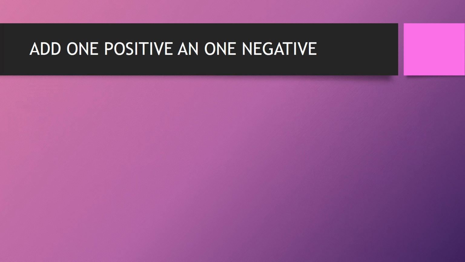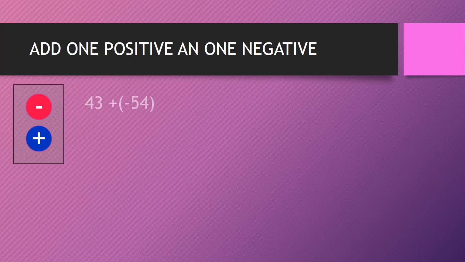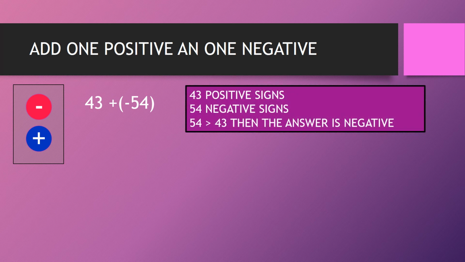Another example. How to add one positive and one negative number. Now in my case, I have 43 plus negative 54. Positive and negative. What do I have to do? Number 1, I have 43 positive signs. I have 54 negative signs. Because the number of negative signs is greater than the number of positive signs, my answer is negative. Because the more frequent sign is negative, which is 54.